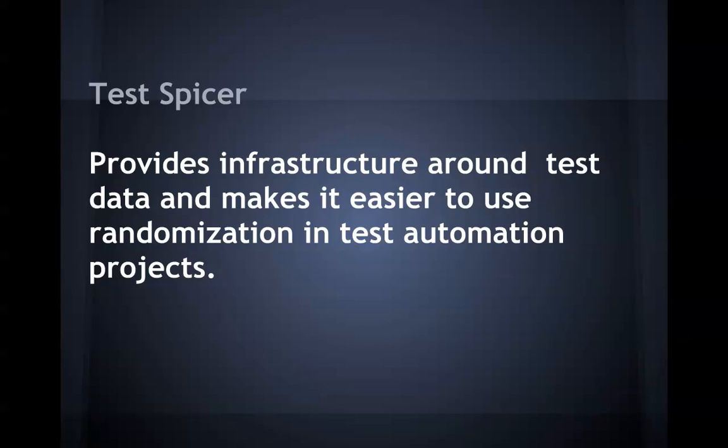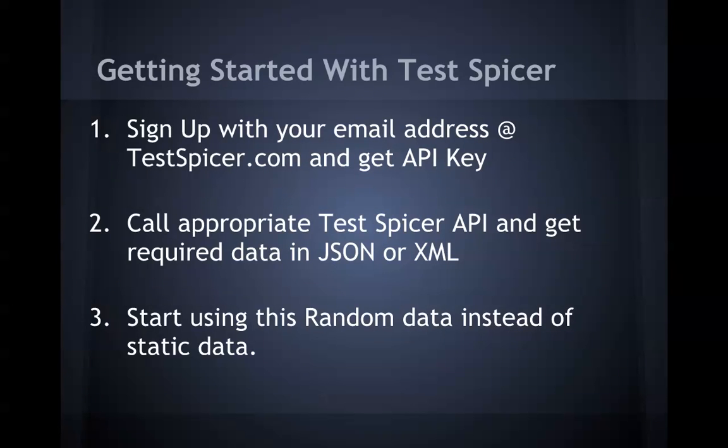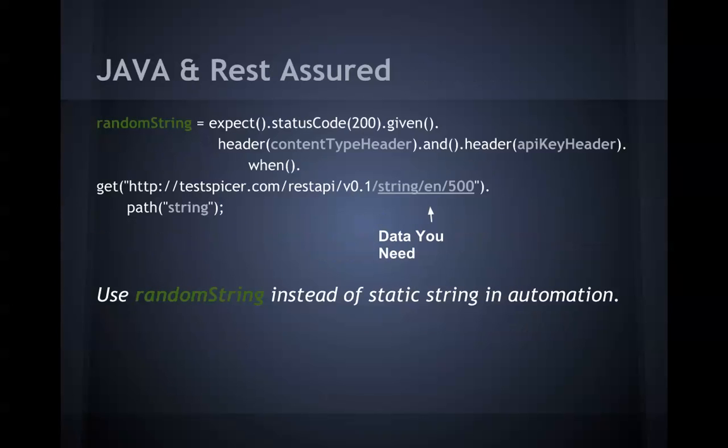TestSpicer provides infrastructure around test data and makes it easier to consume random data in test automation projects. It's extremely easy to start using random data with TestSpicer. After getting an API key from TestSpicer, you can start calling the appropriate API to get the data you need. Everything else will be taken care of. From data generation to logging to insight, TestSpicer will provide everything as a service.